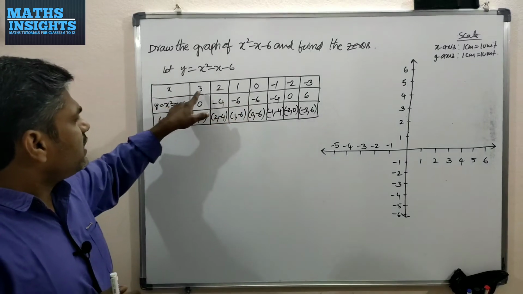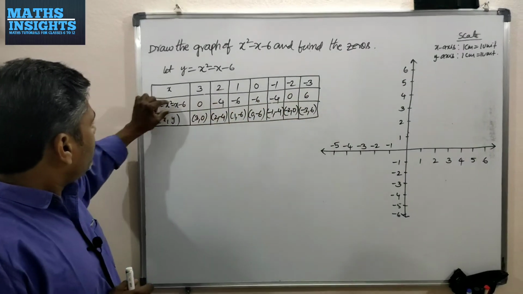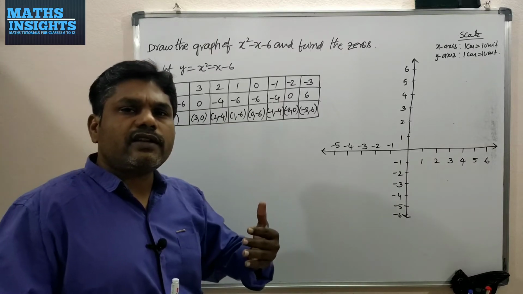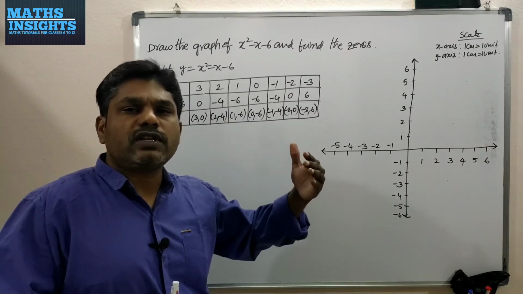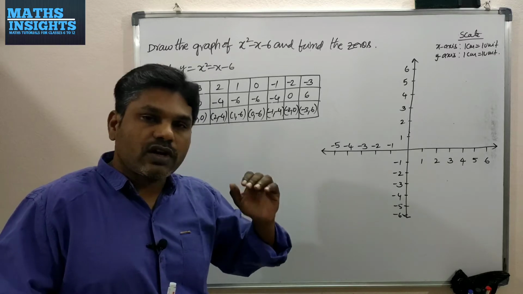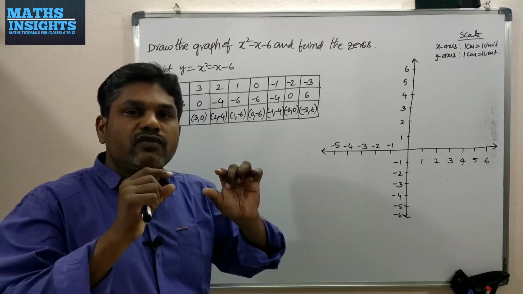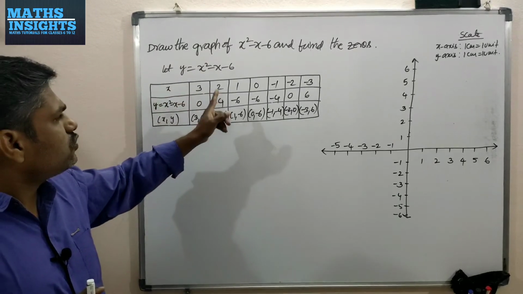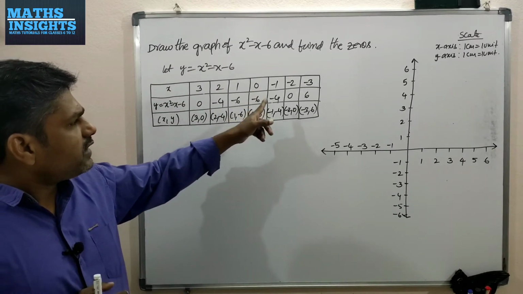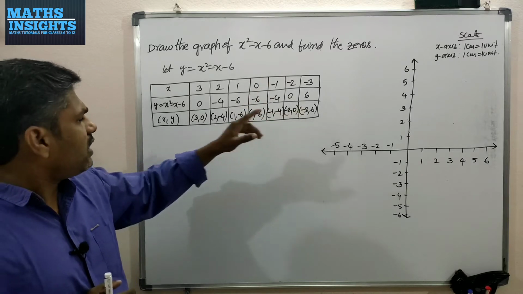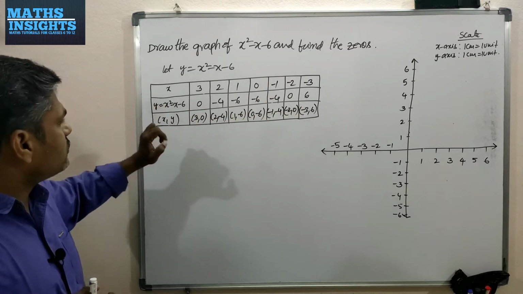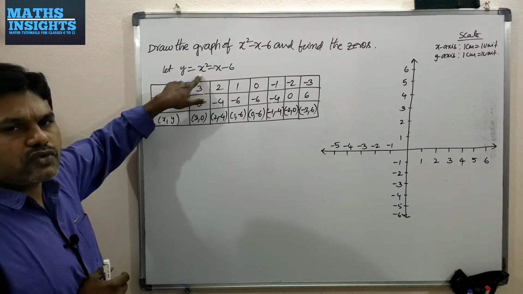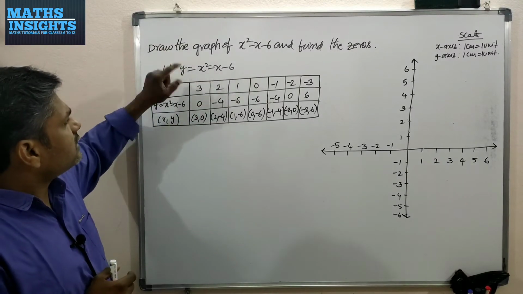So if you take any values for x, the y value should be in our control. That means take care that it may not be more than 10, but it is not wrong, it is also correct, but your graph will become very small. It is not clear. So I am taking 3, 2, 1, 0, minus 1, minus 2, minus 3, and I am finding y values. Suppose if you substitute x is equal to 3 in this, y is equal to x square minus x minus 6.